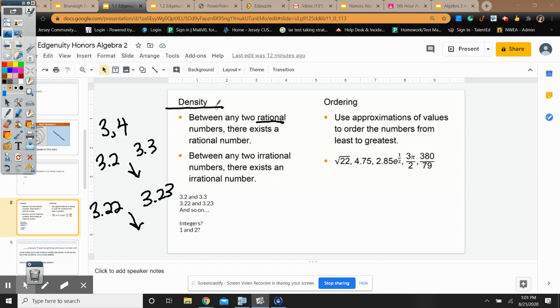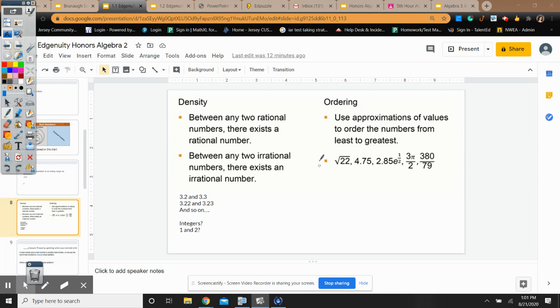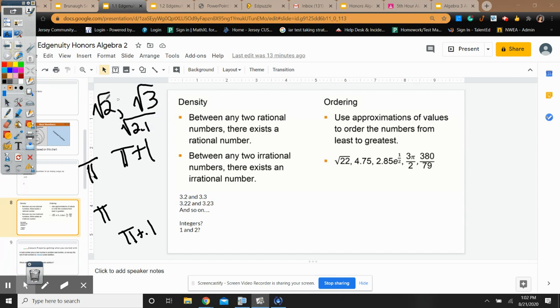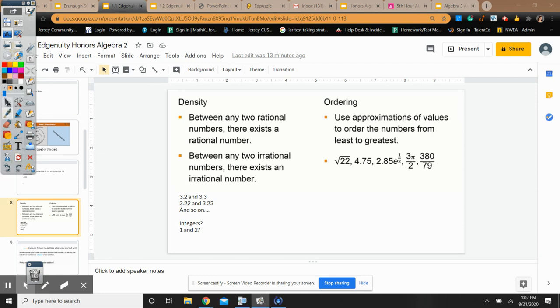Now, irrational numbers are the same way, and that's because if you think about the square root, or you can think about pi, and you could do pi plus 1, and then you could do pi, and you could do something like pi plus 0.1. Like you can keep adding numbers, and it would still be irrational. The same thing with square roots, the square root of 2 and the square root of 3. You could put the square root of 2.1 in there, and those numbers would be dense as well.